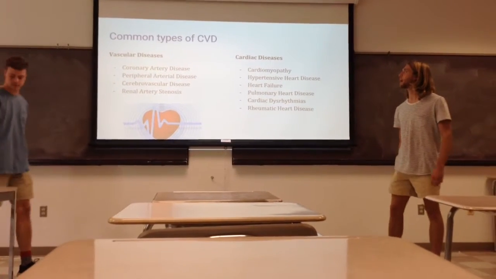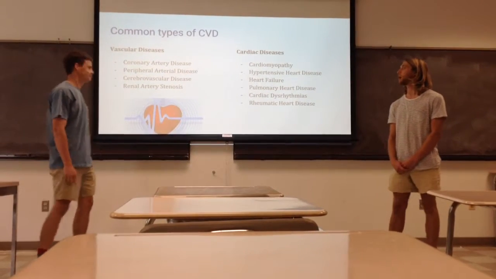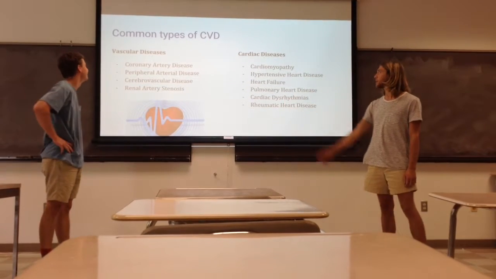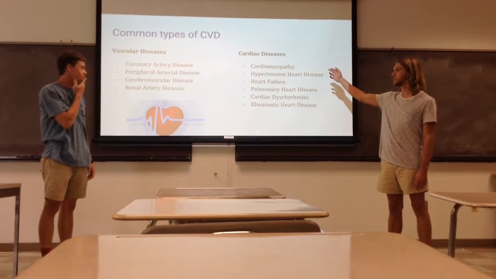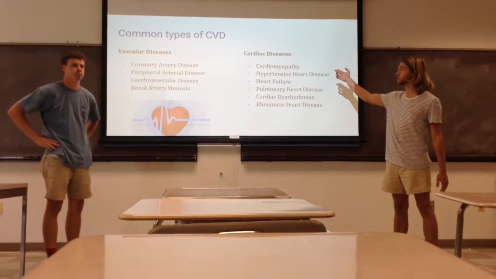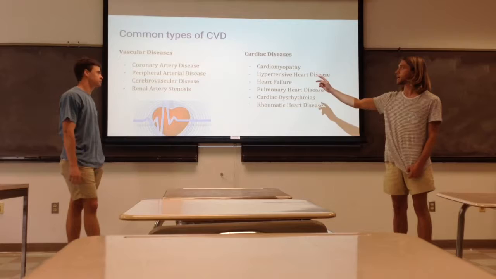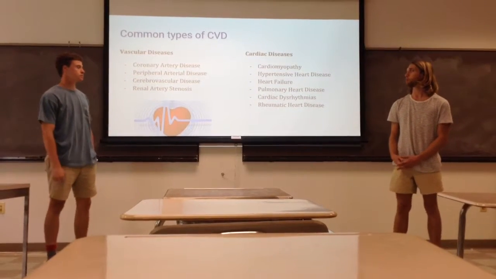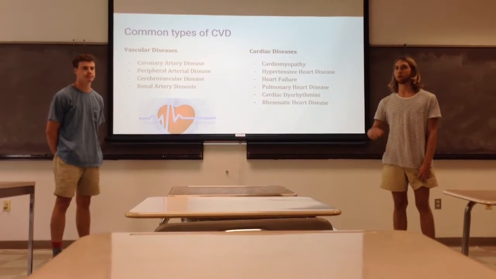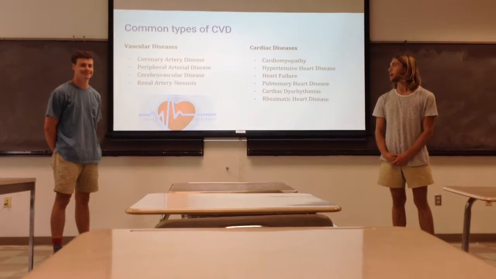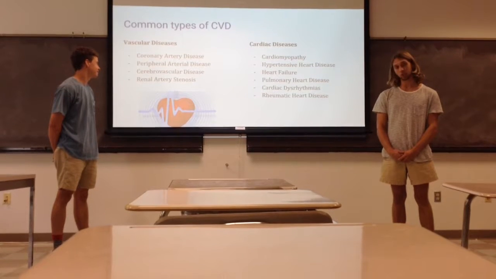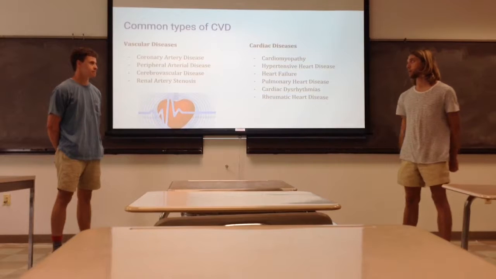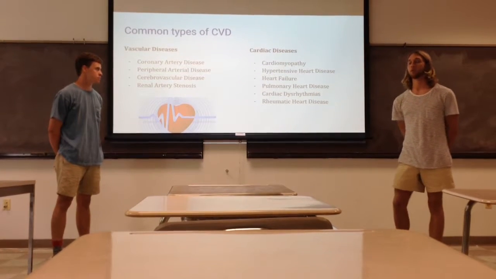So here we have common types of cardiovascular disease. On the left are vascular diseases, and these have to do with the arteries. And on the right are cardiac diseases. So these are the two main headings. Cardiac diseases obviously has to do with the heart. Vascular diseases, the first one is coronary artery disease. Then we have peripheral arterial disease, having to do with the periphery. Then we have cerebrovascular disease. That has to do with the brain. And then we have renal artery stenosis, having to do with the kidneys.